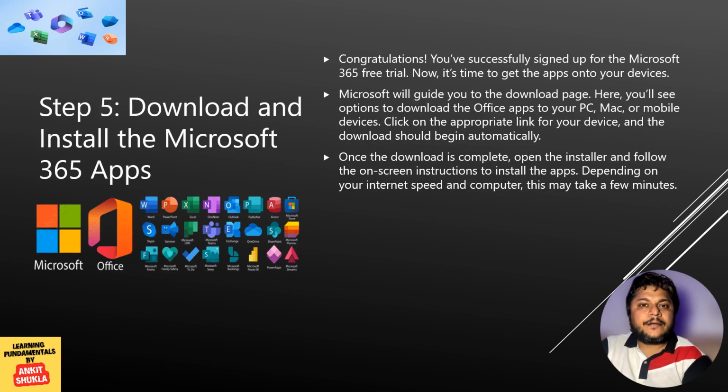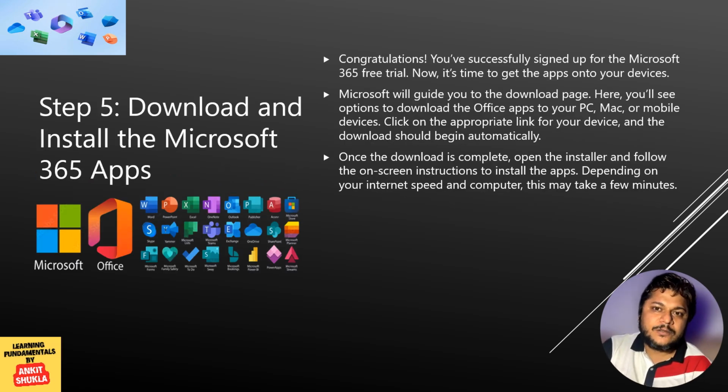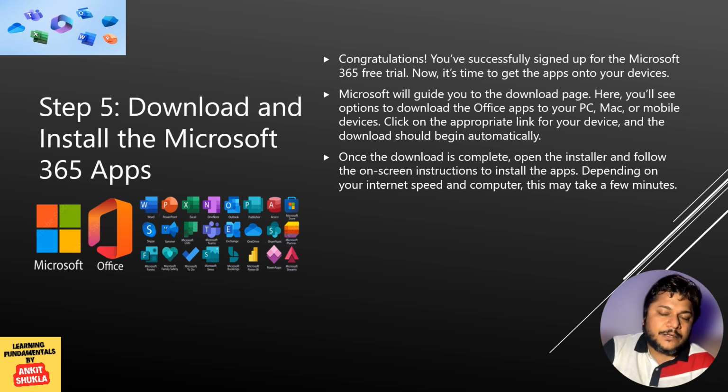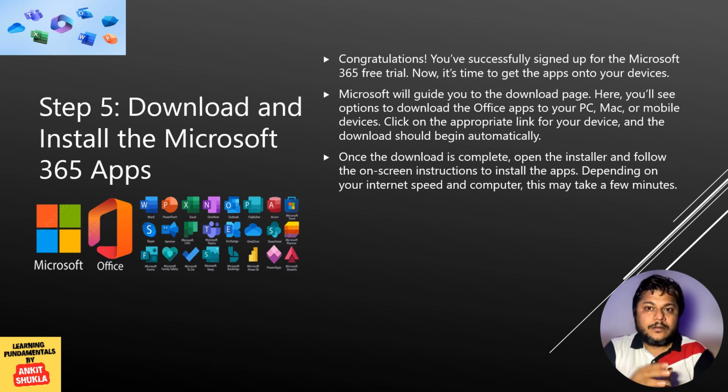Once payment is completed, the sign up process is successful. You'll see this home page of Microsoft 365 with an option to download Microsoft 365. The page will say, congratulations, you have successfully signed up for Microsoft 365 free trial. Now it's time to get the apps onto your devices. For Microsoft 365 desktop applications, Microsoft will guide you to download on the home page itself. Here you'll see the options to download the Office apps to your PC, Mac, or mobile devices.